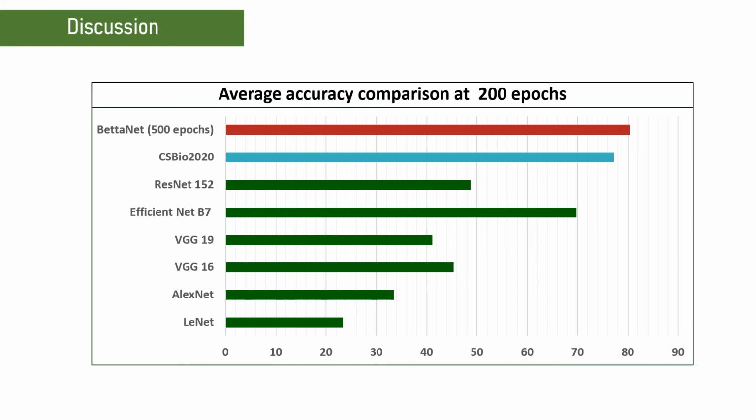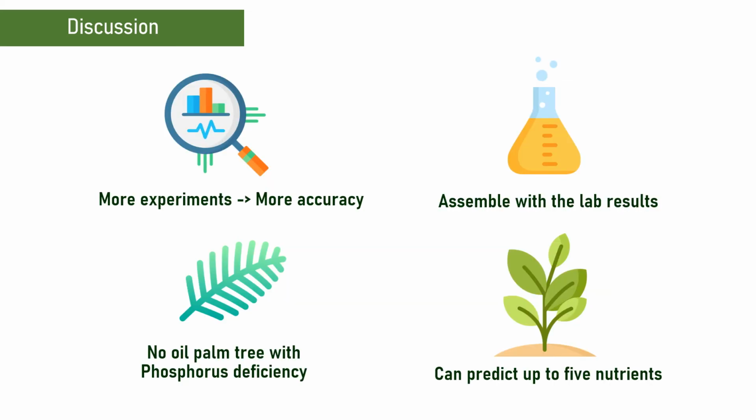Moving on to the discussion, firstly, according to the experiment, CS-BIO 2020 outperforms other previous architectures at 200 epochs, as shown in the bar graph. Although BetaNet obtained a better accuracy, it requires up to 500 epochs, so CS-BIO using fewer epochs to achieve high accuracy is a better fit for our data. From all 37 collected samples, there was no sample with phosphorus deficiency, making our dataset incomplete.